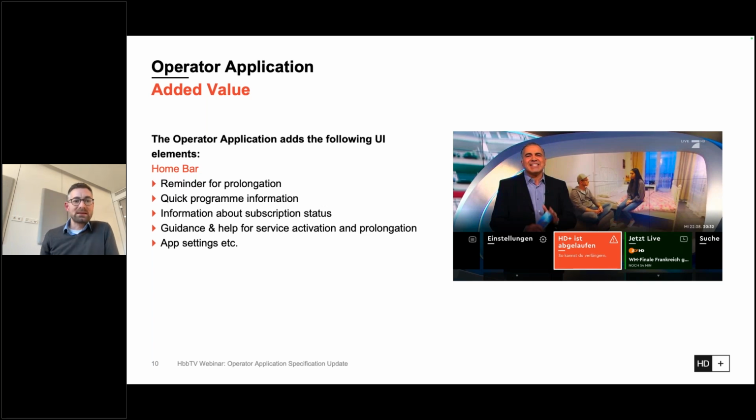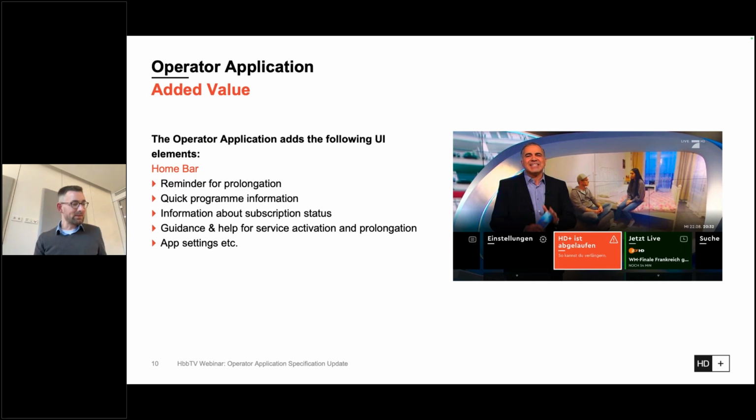And here, this is a screen about some additional UI elements we introduced with the OpApp. So it's the home bar. So you have, for example, information in there about your subscription status. You have access to the app settings and other quick entry points for important functionalities.